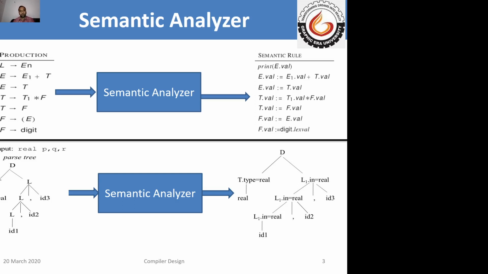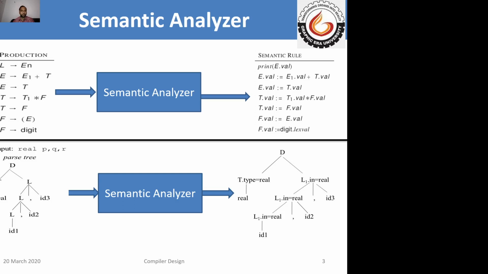If you have seen, there are some production rules. Let's suppose E generates E1 plus T, E generates T, T generates T1 multiplication F, T generates F, F generates open and close parenthesis E, and F generates digit. Now, on the other hand, we have semantic rules. So what is the difference between these semantic rules and production rules? As we have seen in earlier lectures, production rules are a part of grammar which we have used in parsing.